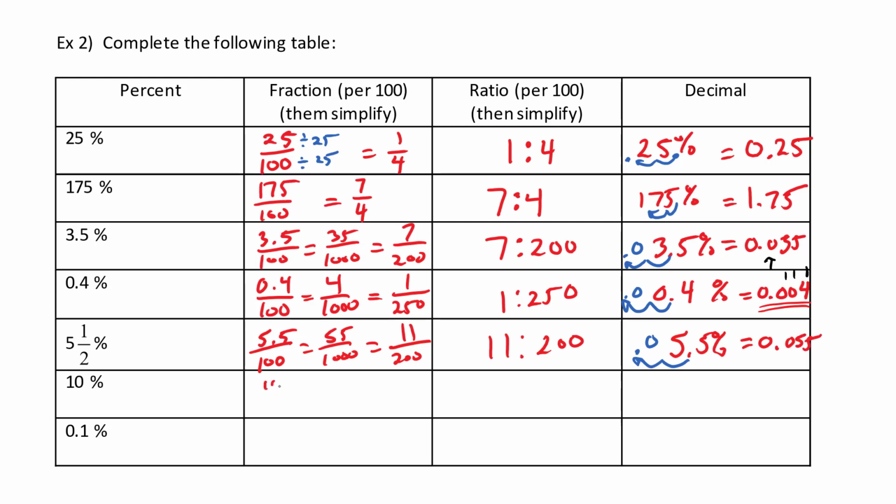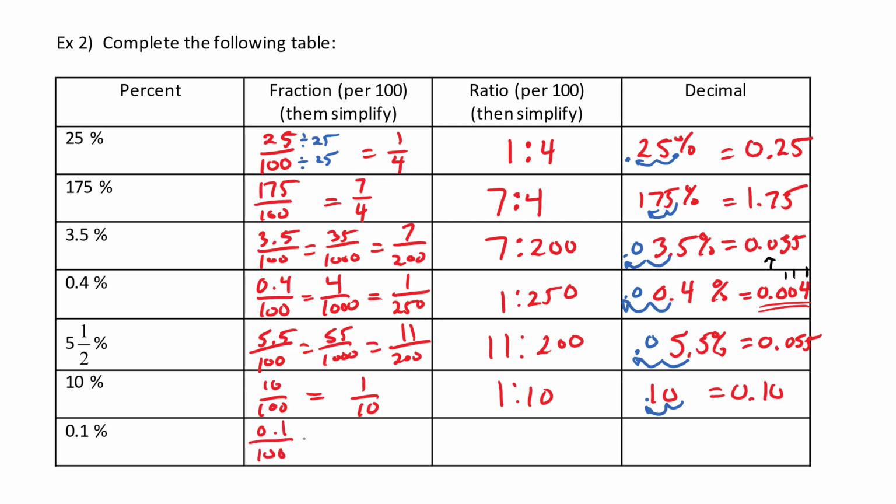10%, that's pretty easy. 10%, divide the top and the bottom by 10. 1 over 10, 1 compared to 10. Then we have 10. Move the decimal place over 1, 2, and we get 0.10.